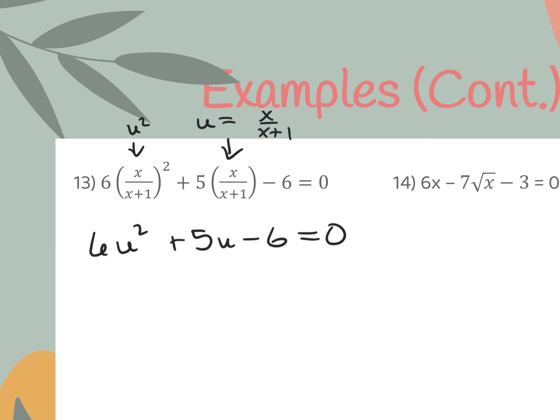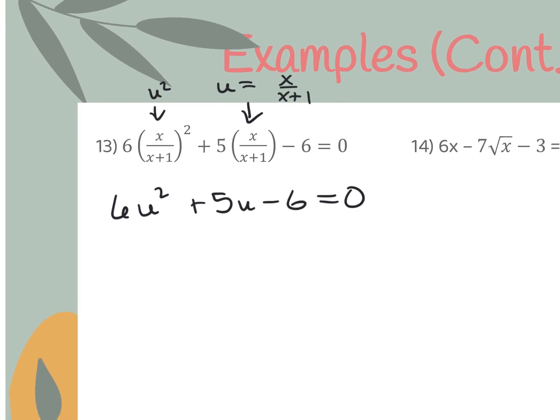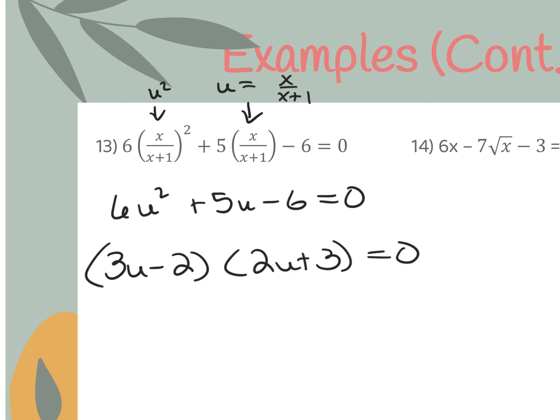Now, you can factor by grouping. I'm going to guess and test. It's going to be 2 and 3 for both. But you could do grouping. You could multiply and get negative 36. Factors of negative 36 that give you 5. But I'm going to guess and test here. 3U minus 2 and 2U plus 3. If you guess and test, you really need to FOIL it and make sure it does go back to the middle. And mine does. So now I'm going to solve for U by setting each binomial equal to 0.